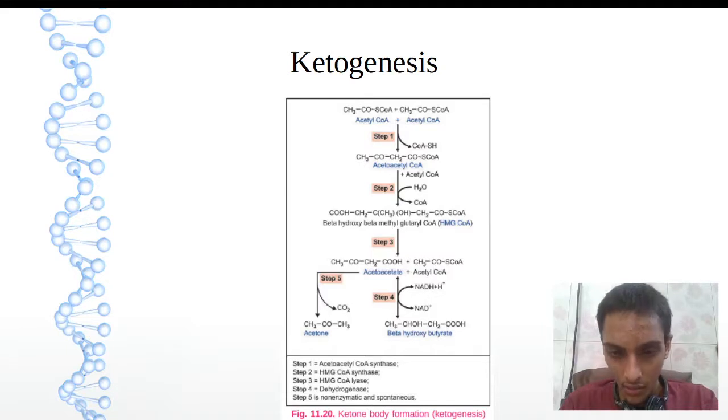Then on HMG-CoA dehydrogenase, we will get acetoacetate and acetyl-CoA. So acetyl-CoA is regenerated. Now, acetoacetate on decarboxylation gives acetone, and on beta hydroxybutyrate dehydrogenase, with NAD plus and NADH2 reversibly, we will get beta hydroxybutyrate.